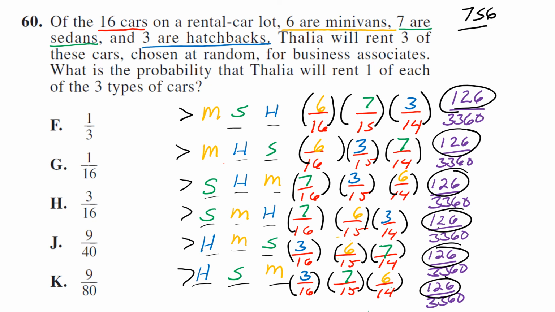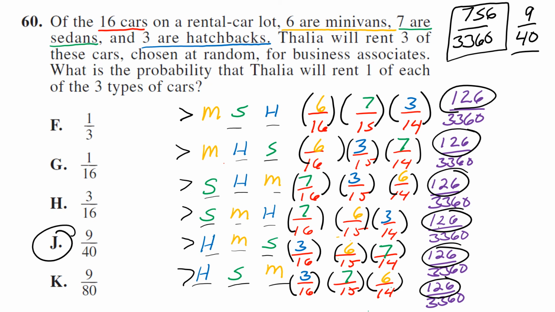756 over 3,360. And if you use the math frac key and just reduce it on your calculator, it's the fastest way. If not, you just keep dividing, but you get 9 over 40. And 9 over 40 is choice J. Another way you could do this, if you didn't know how to reduce it, you could do 756 divided by 3,360, get that in a decimal form, and just see which one of these is the same decimal. So choice J is the correct answer.